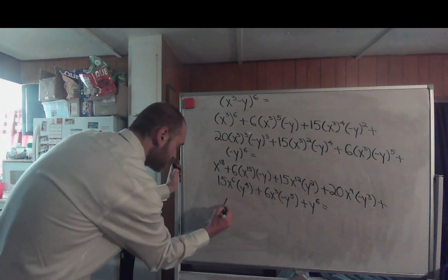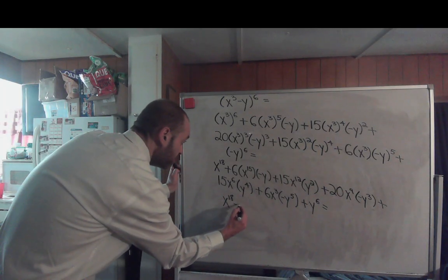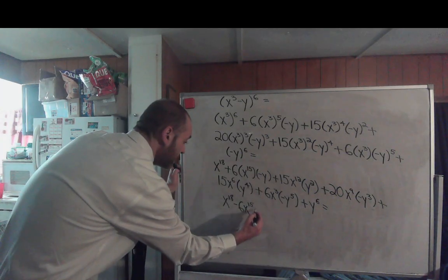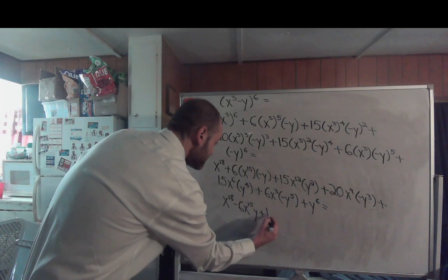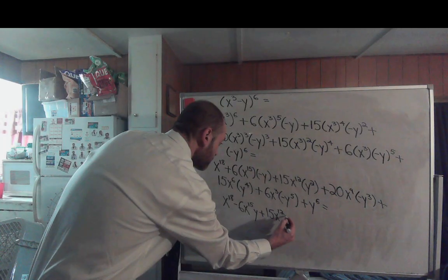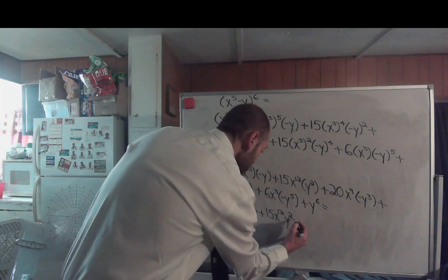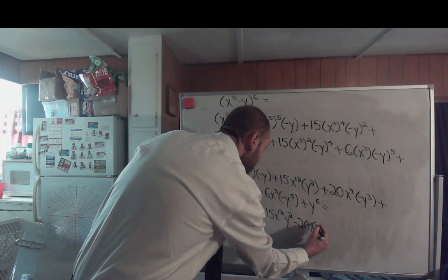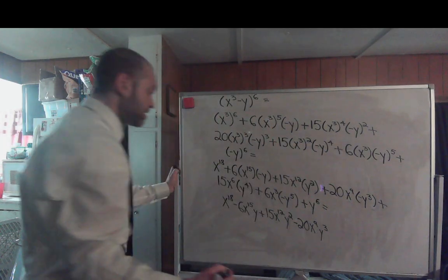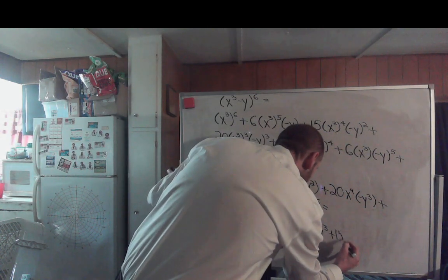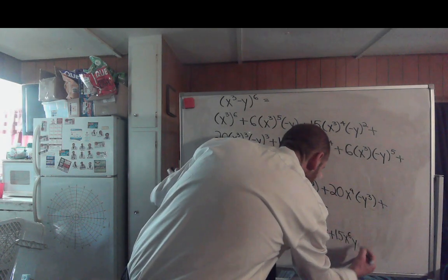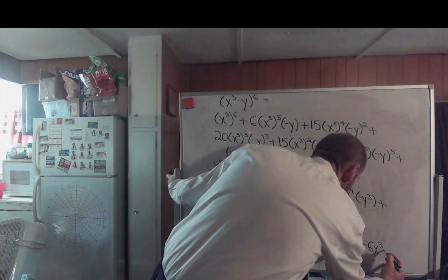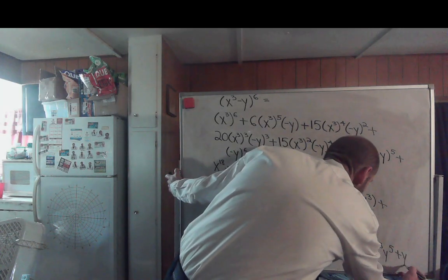So we simplify this one more time. You should get x to the 18th minus 6x to the 15th y plus 15x to the 12th y squared minus 20x to the 9th y to the 3rd plus 15x to the 6th y to the 4th minus 6x to the 3rd y to the 5th plus y to the 6th. So there's all 7 terms of this binomial expansion.